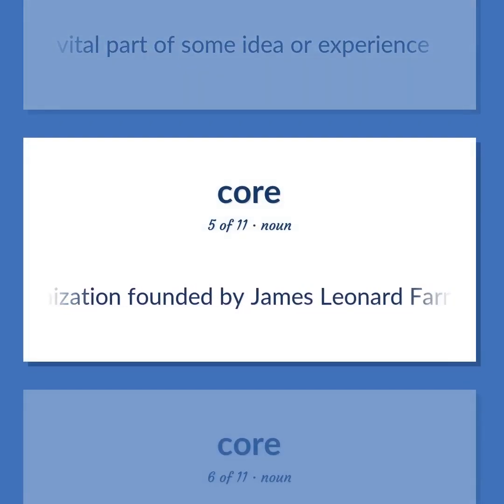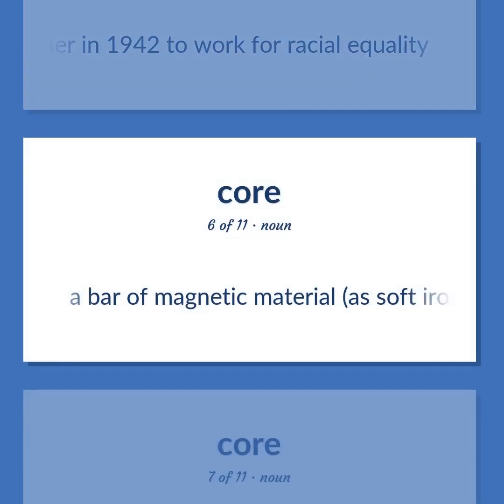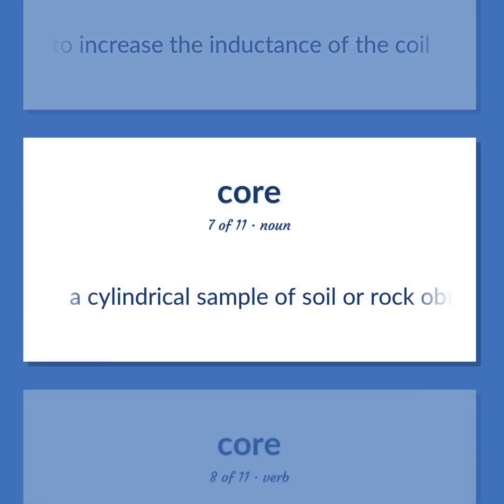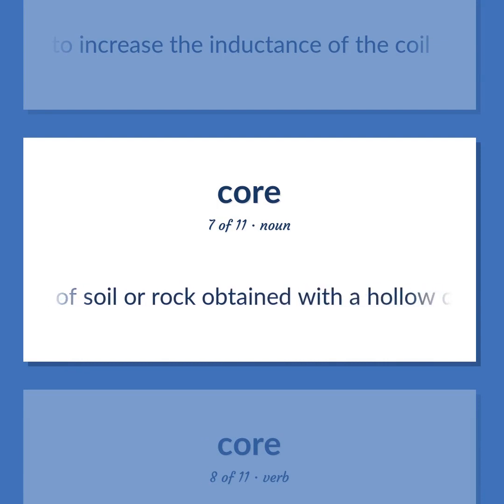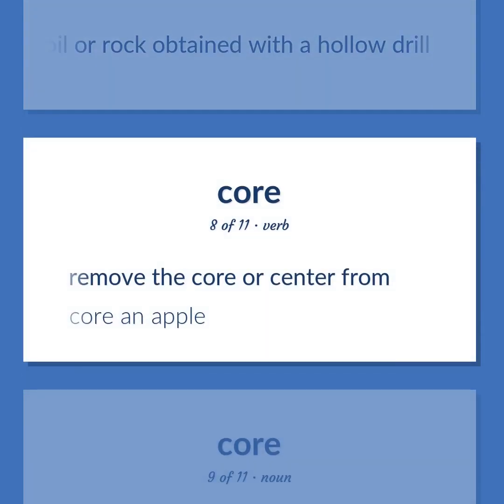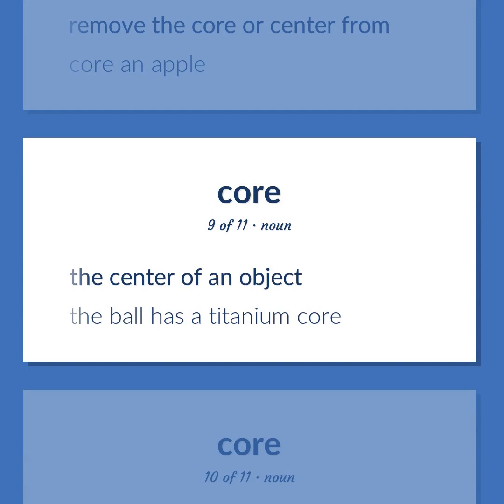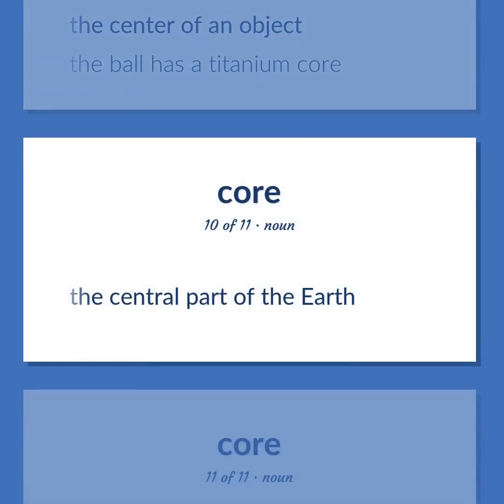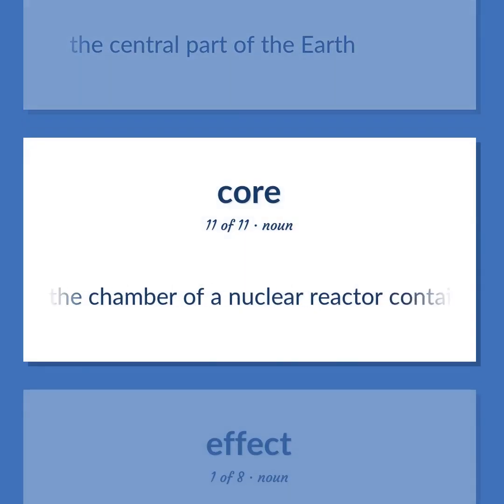An organization founded by James Leonard Farmer in 1942 to work for racial equality. A bar of magnetic material, as soft iron, that passes through a coil and serves to increase the inductance of the coil. A cylindrical sample of soil or rock obtained with a hollow drill. Remove the core or center from. Core an apple. The center of an object. The ball has a titanium core. The central part of the earth. The chamber of a nuclear reactor containing the fissile material where the reaction takes place.